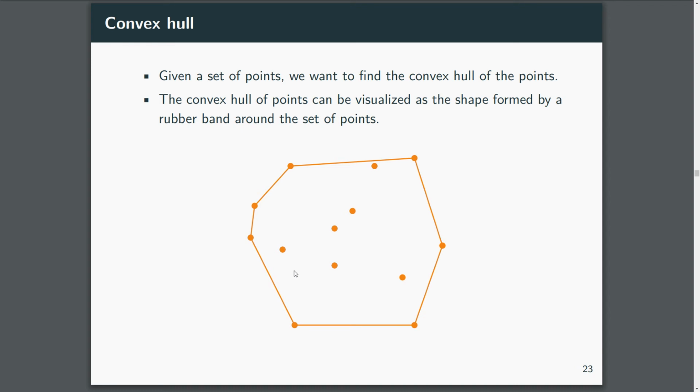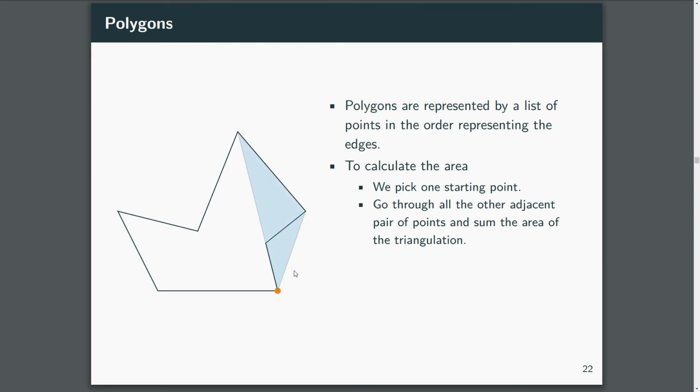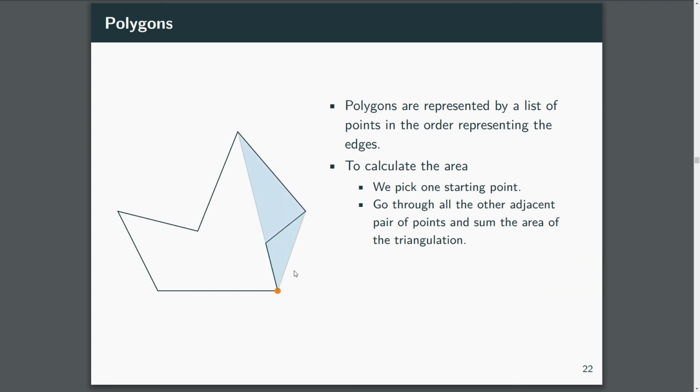How do you know that you've hit that situation where you're summing something outside the polygon? The point is you don't have to know. The cross product handles it, because if you call the first point A, and the first of the pair we're looking at is B and then C, you're always going to be looking at the vectors B minus A and C minus B.